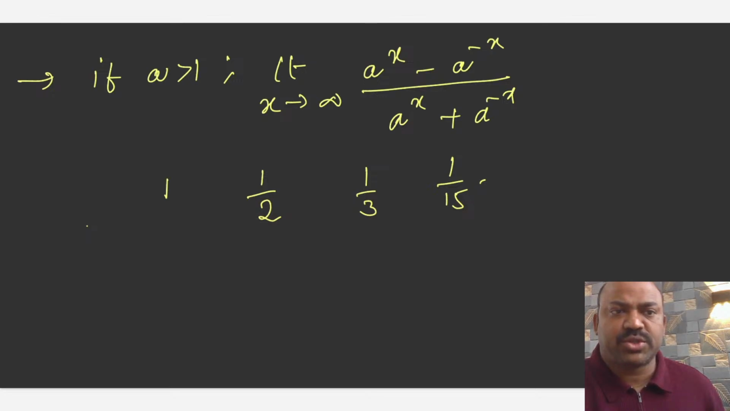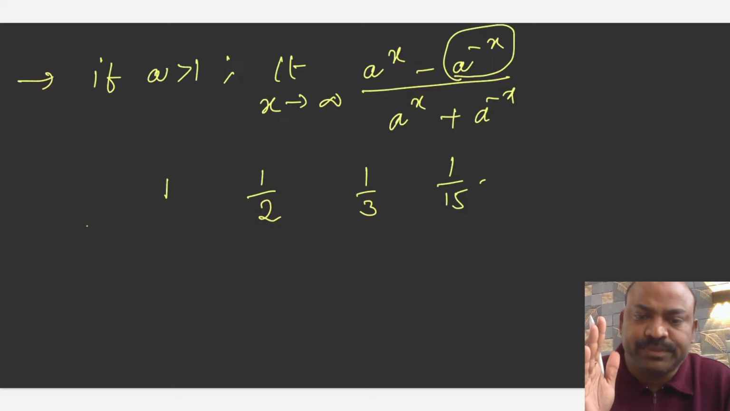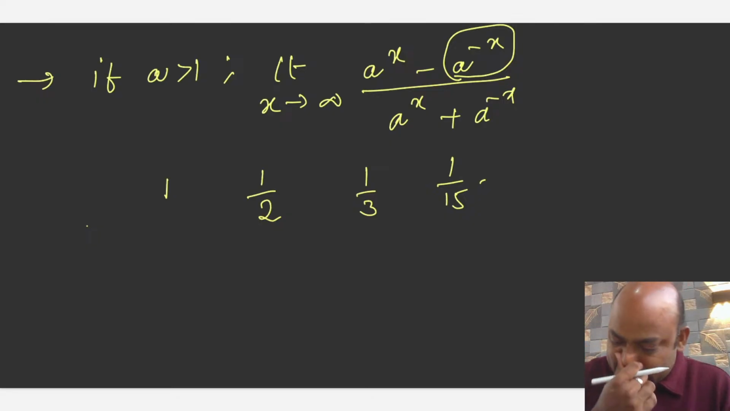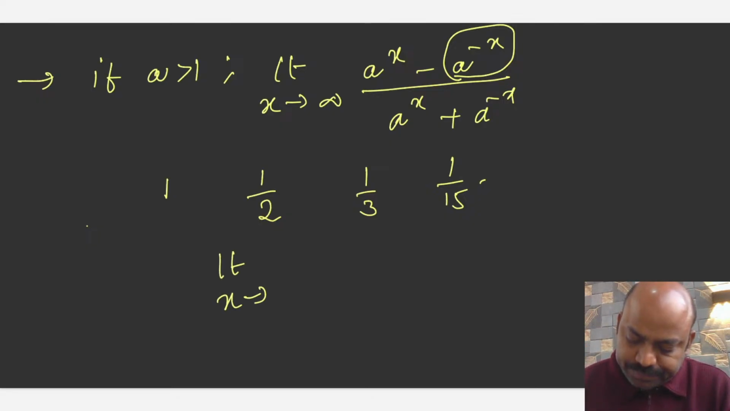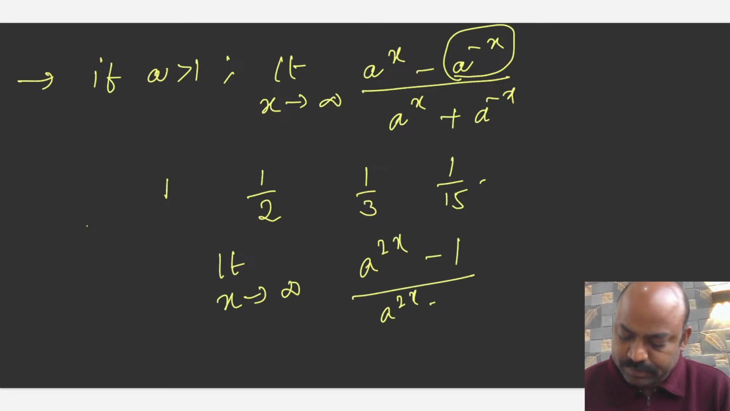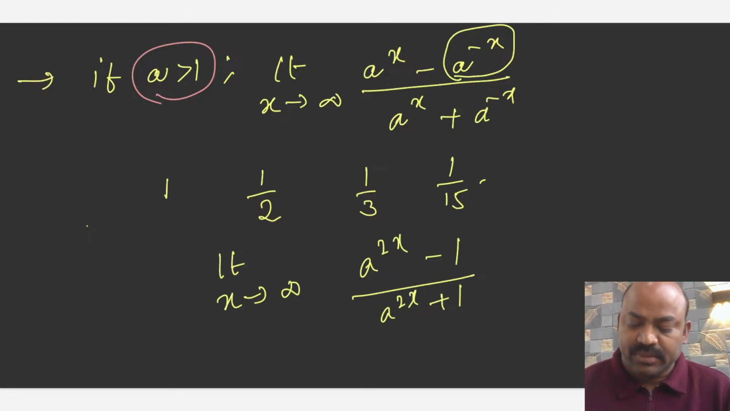So the answer for this beautiful question is, anyone? I'll explain what you have to do. Look here. You take this a power minus x out. So when you take that, this guy will become (a power 2x minus 1) by (a power 2x plus 1). But remember, when the base is greater than 1, a power x will tend to infinity.